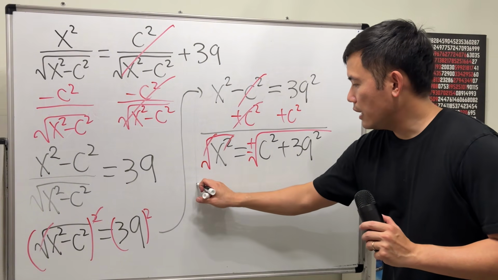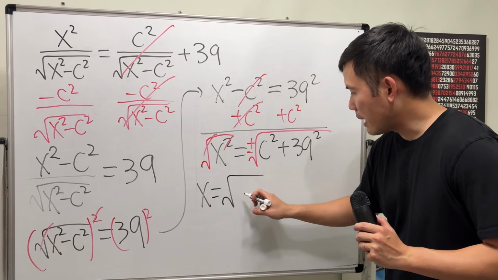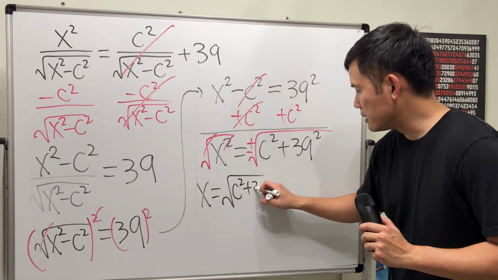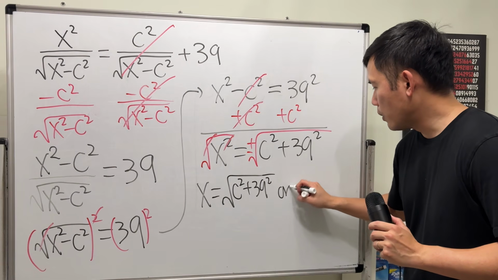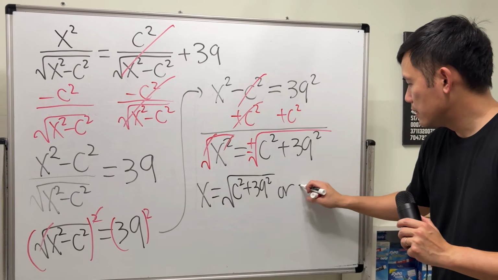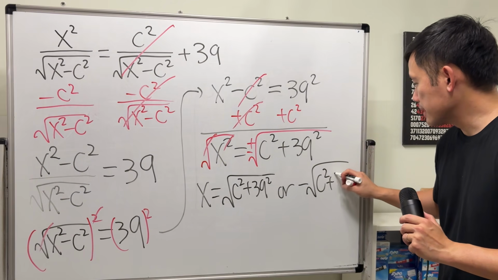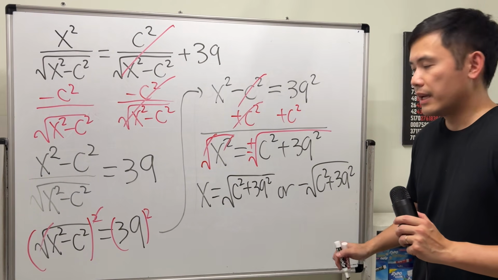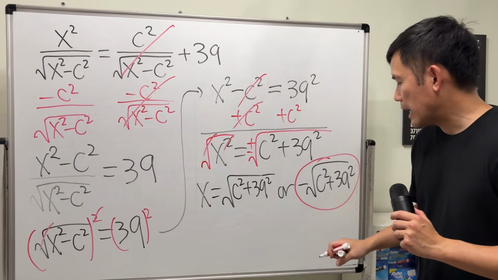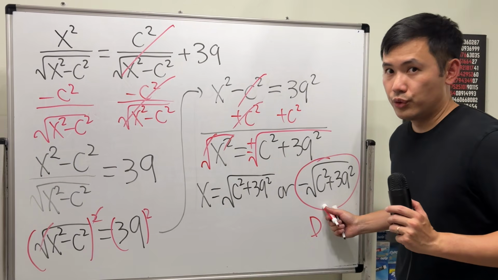And then we see x equals either positive square root of c squared plus 39 squared, or negative square root of c squared plus 39 squared. And this is option D, so choose this for the answer.